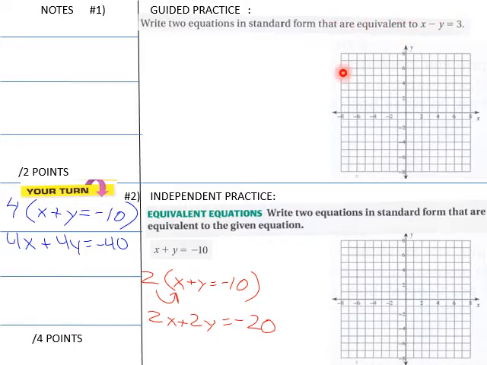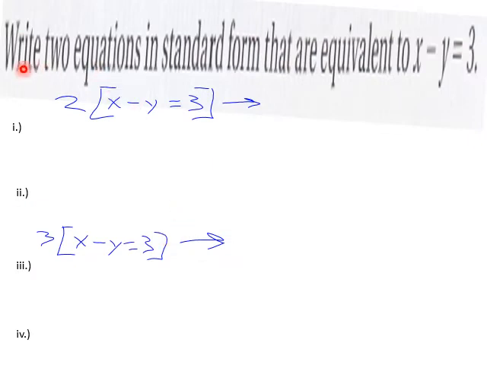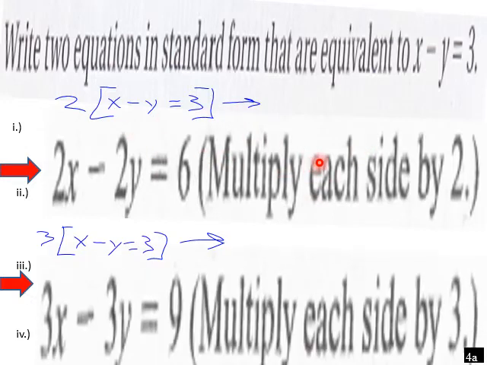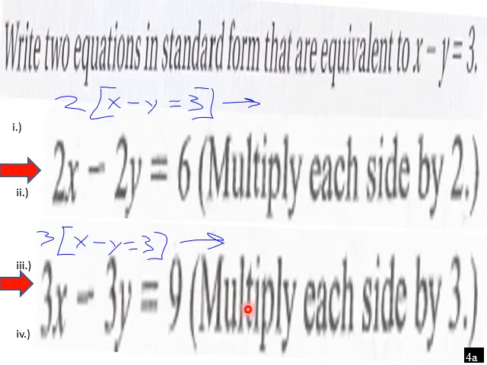Write this in standard form now. Students, write two equations in standard form that are equivalent to the given equation here. Oh, I gave you sort of the answer there. Okay, into our guided practice. Write two equations in standard form that are equivalent to x minus y equals 3. 2x minus 2y equals 6, so there's an equivalent equation. And then 3x minus 3y equals 9. Multiply each side by 3, multiply each side by 2. These are equal to this. They're not in simplest form, but they're in equivalent form.